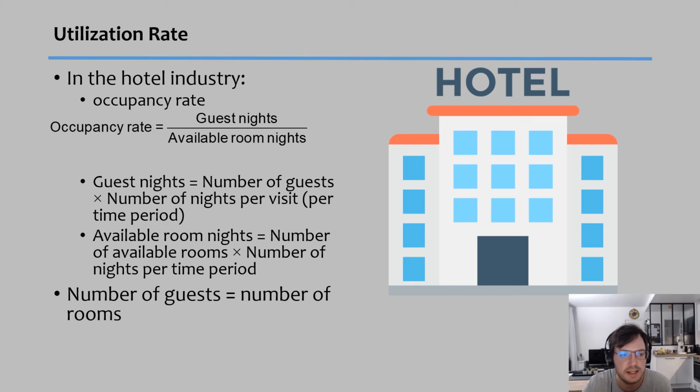This occupation rate is calculated by taking the number of guest nights divided by the available room nights. The number of guest nights is calculated as the number of guests in the hotel multiplied by the number of nights per visit, in other words per night period as well. And available room nights is the number of available rooms times the number of nights per time period. Typically in hotels, we consider that every room is just one person, as a way to facilitate this calculation.